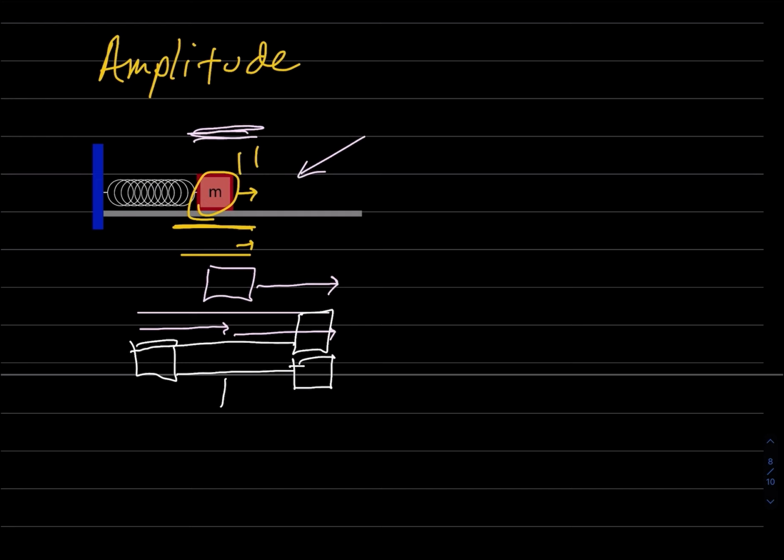And the amplitude of this motion, if here's the mass at equilibrium position, is the distance that it traveled in each extreme from the equilibrium position. You can see that here I'm using the right edge of the mass to define where I am. So this distance here is the amplitude of the motion.